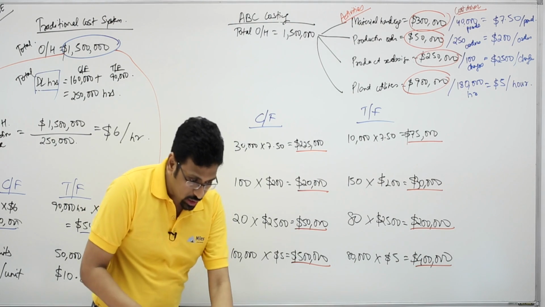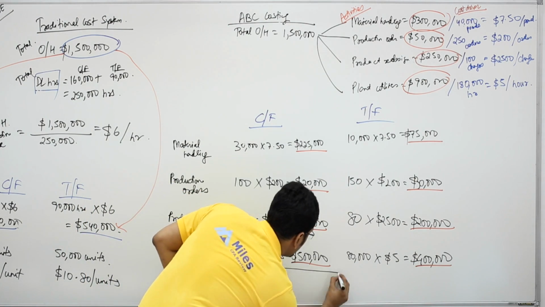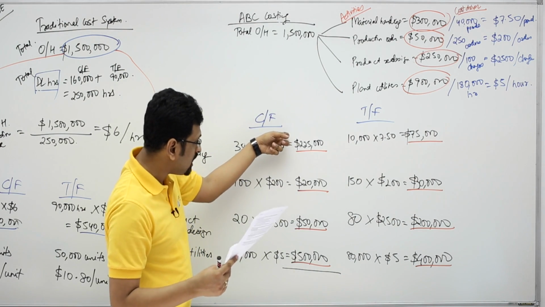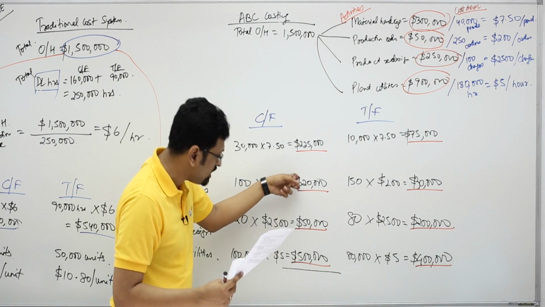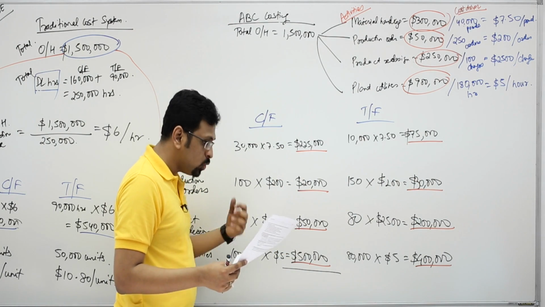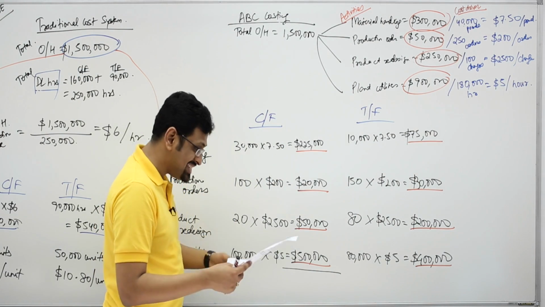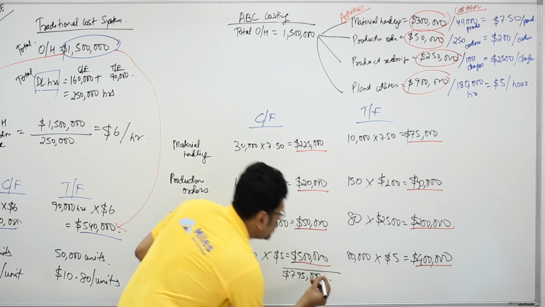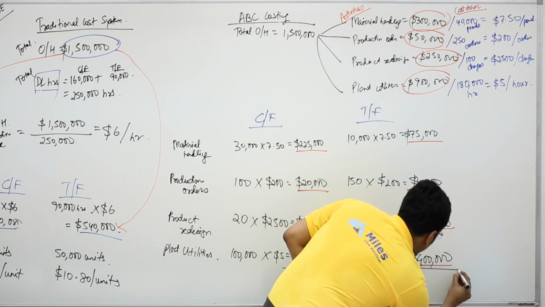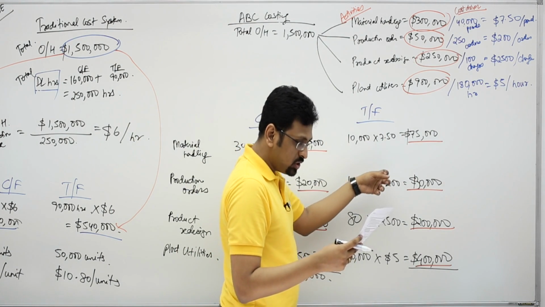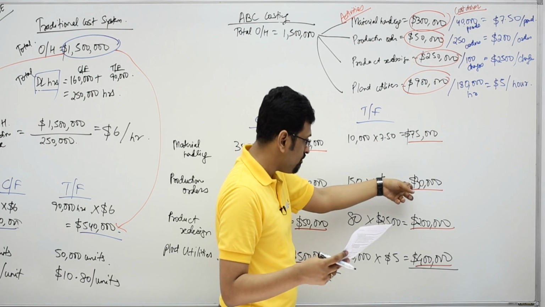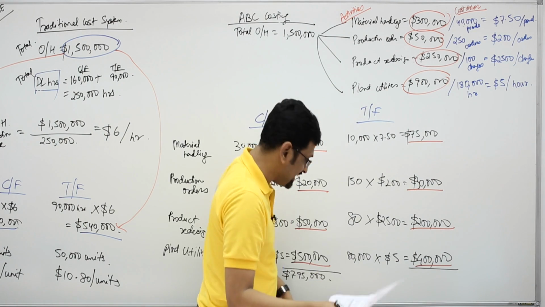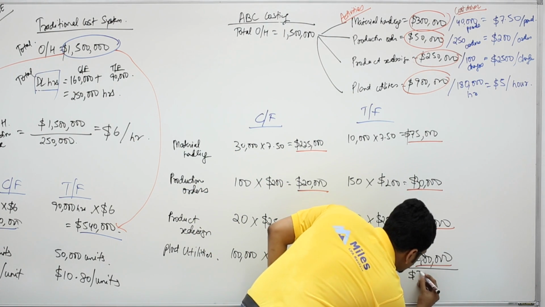Now, if we total all this, so you have total overhead applied to ceiling fan is $225,000 plus 20, that's $245, plus 50, that's $295, and plus 500, that's $795,000. Looking at table fan, you have $75,000, $30,000, that's $105, plus 200, that's $305, plus 400, that's $705,000.